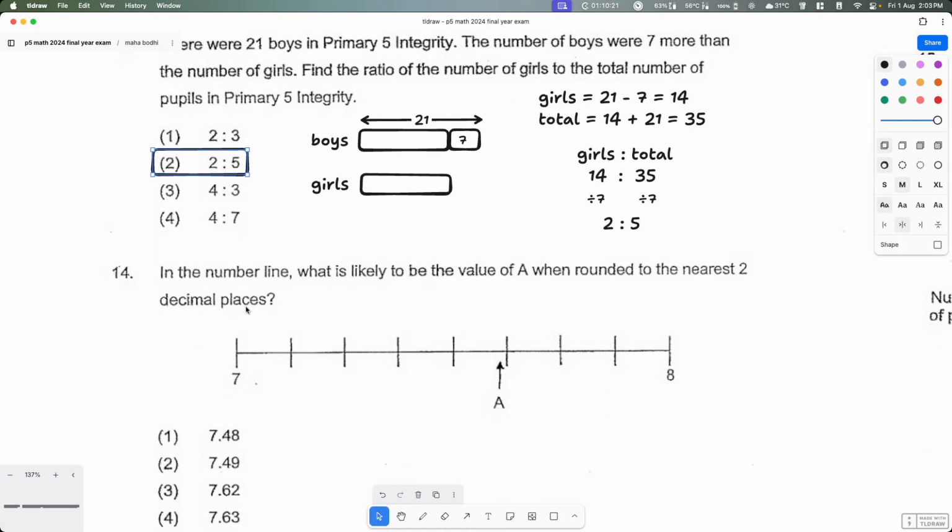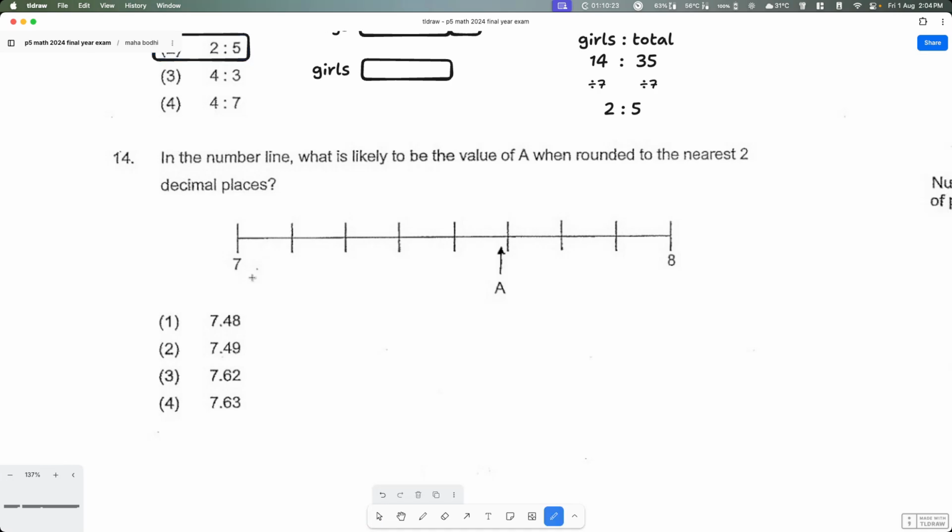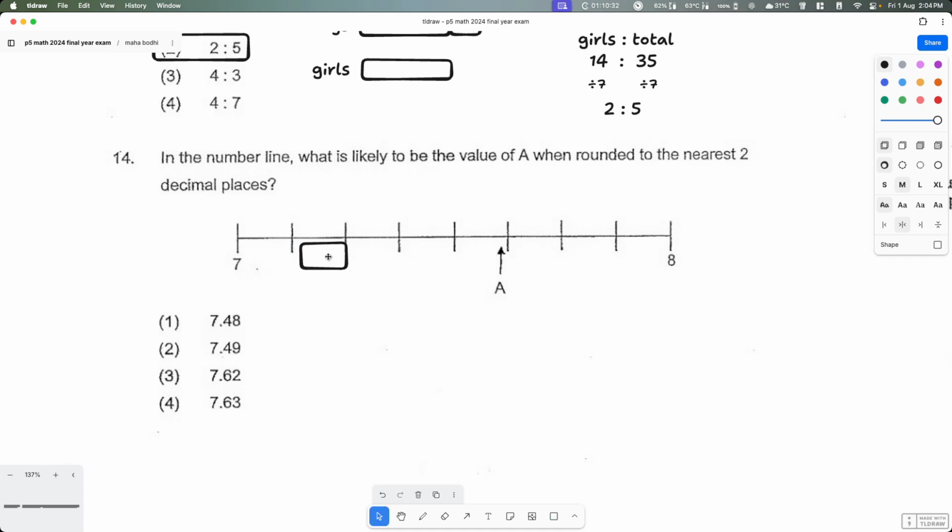Okay. Question 14. In the number line, what is likely to be the value of A when rounded to the nearest decimal place? So first, we need to get the number of gaps. You have 1, 2, 3, 4, 5, 6, 7, and 8. So we have 8 gaps equal to 1. So 7 to 8 is 1.